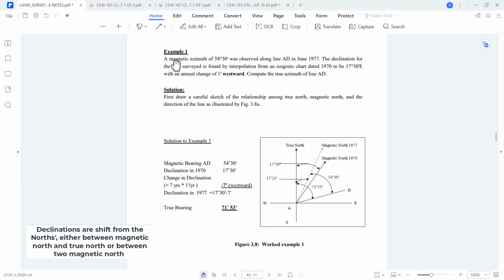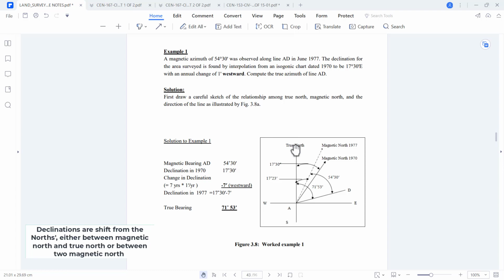So first of all, here they made mention of a magnetic azimuth. These words are used interchangeably. It can either be magnetic azimuth, magnetic bearing, or magnetic north. They are referring to the same thing. But what you have to know is that we have magnetic azimuth and we have the true azimuth, or you have the magnetic bearing and you have the true bearing. They are words used interchangeably, but they are talking about the same concept.